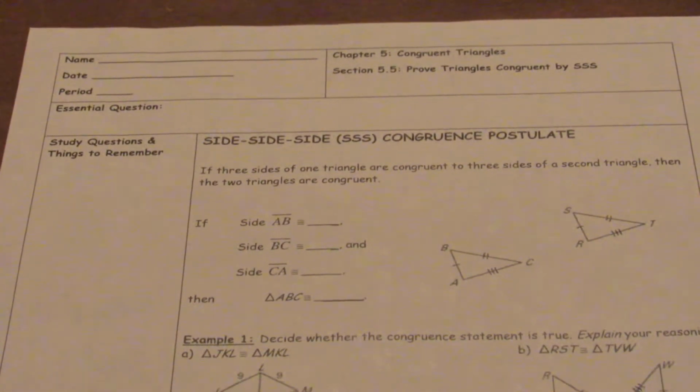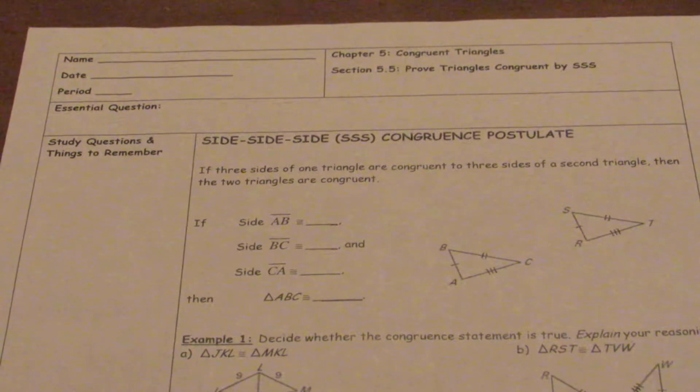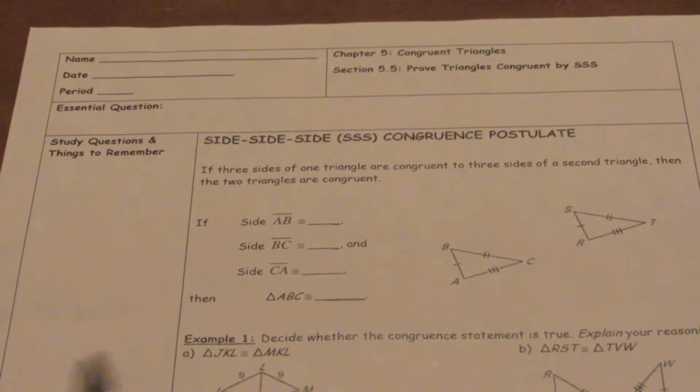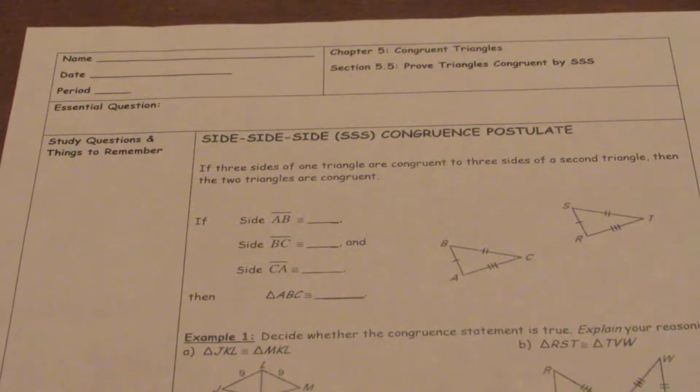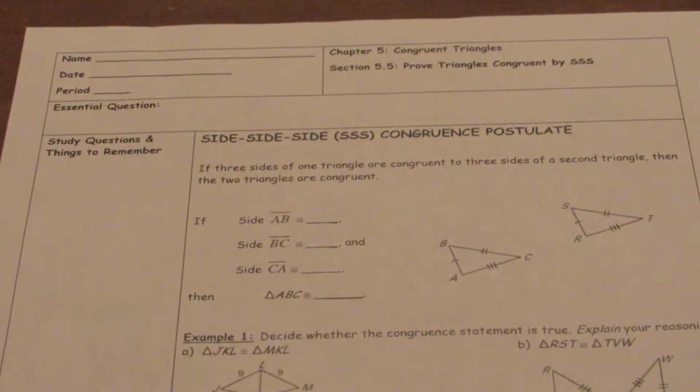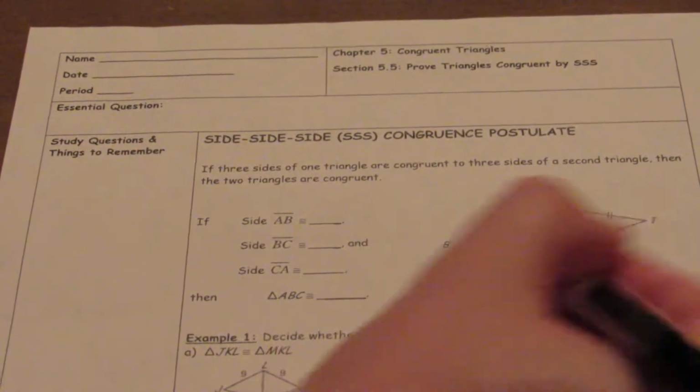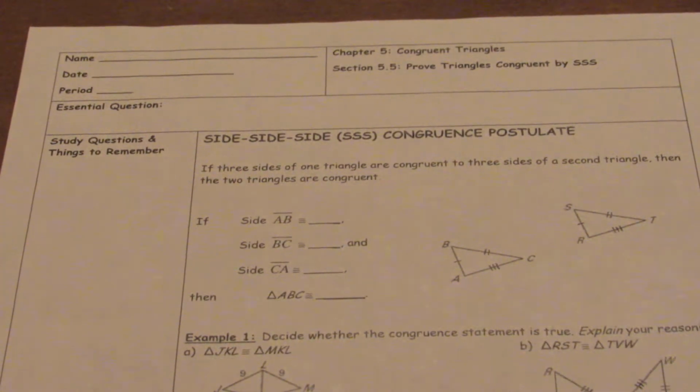Looking at section 5.5, we're going to look at two different ways to prove triangles congruent. We start with our side postulate. This says if three sides of one triangle are congruent to three sides of a second triangle, then the two triangles are congruent.